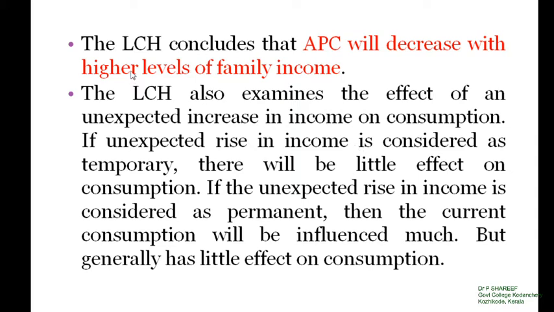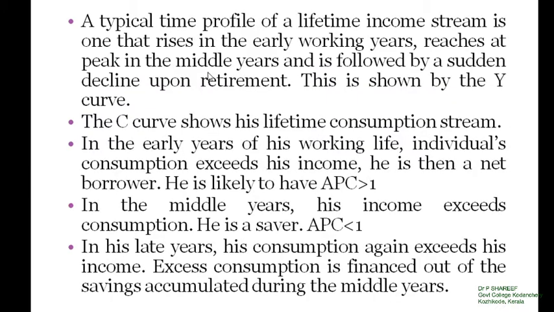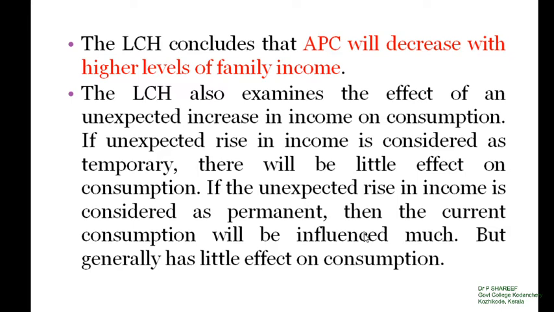Thus, the life cycle hypothesis states that APC will decrease with the higher level of family income. APC is higher during the earlier period, and in the middle years, APC is less than 1. Thus, APC will decrease with higher level of family income.